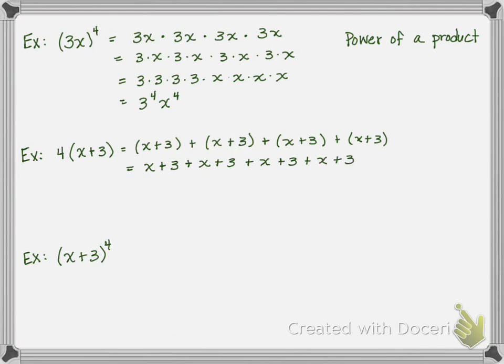And again, addition is commutative, so I can do it in any order I want. So I can rearrange all of those terms to get x plus x plus x plus x plus 3 plus 3 plus 3 plus 3, which is 4 times x plus 4 times 3. What property did we just demonstrate there?